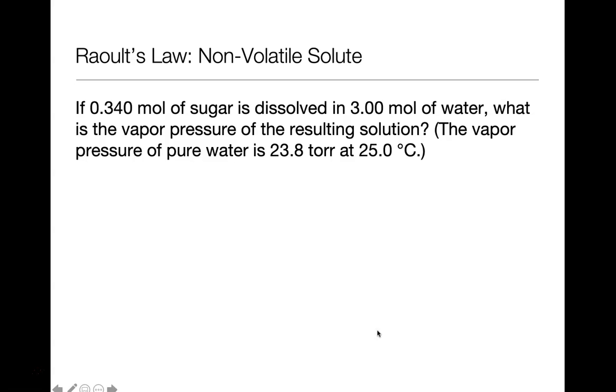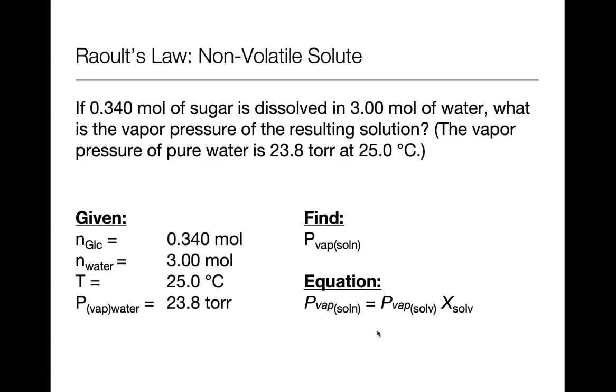So let's start. Sometimes it's easier to see things by actually doing the math, right? I believe we did this problem in lecture, but let's quickly go through it again. If we had 0.34 moles of sugar, so glucose, dissolved in 3 moles of water, the question is asking what is the vapor pressure of the resulting solution? It gives us the vapor pressure of water at 25 degrees C, and that's 23.8 torr.